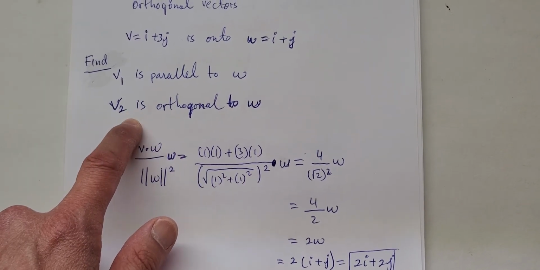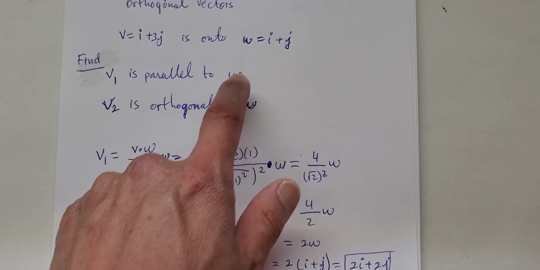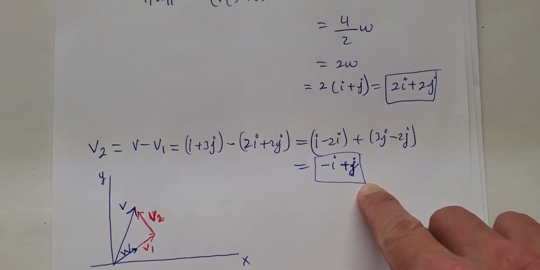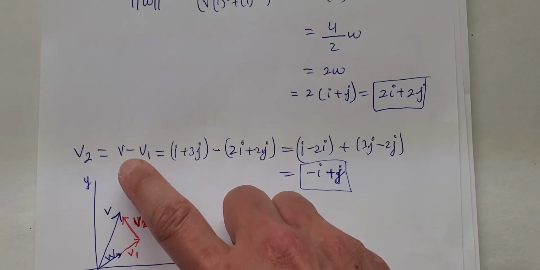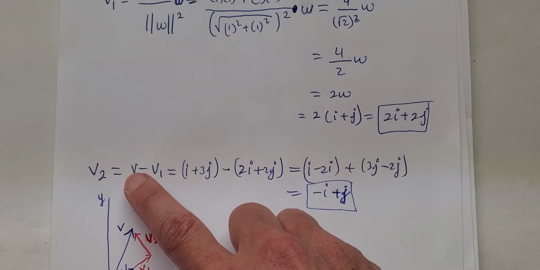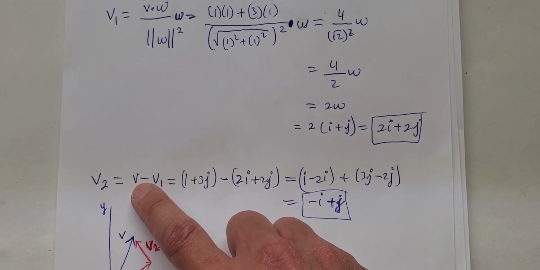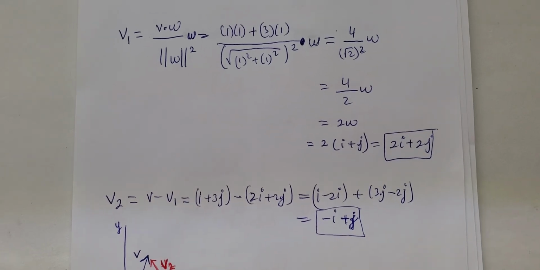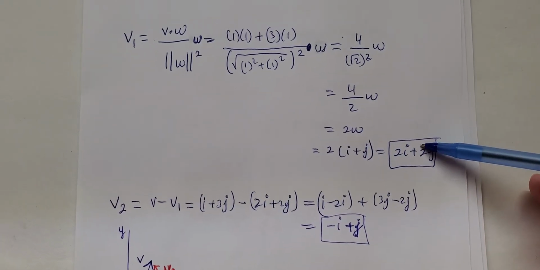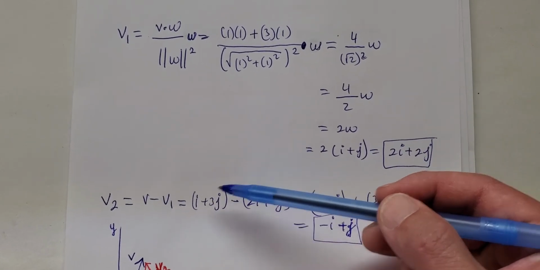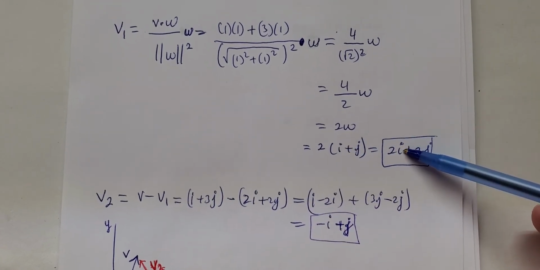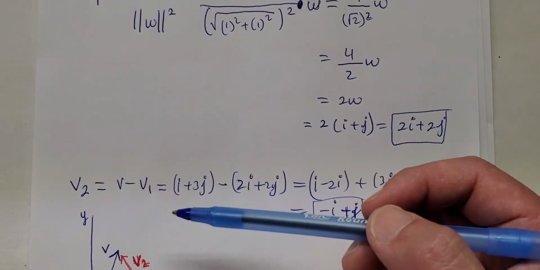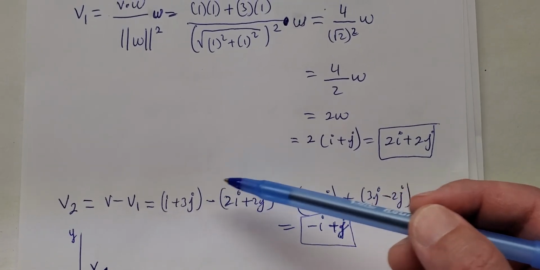Now we want to find the other vector that is orthogonal to W. To get the second vector, all you have to do is take the original vector V and subtract from it the vector V1 that we just found. So here's the original vector minus the vector V1, and then just subtract them. Be very careful: I with I, J with J.